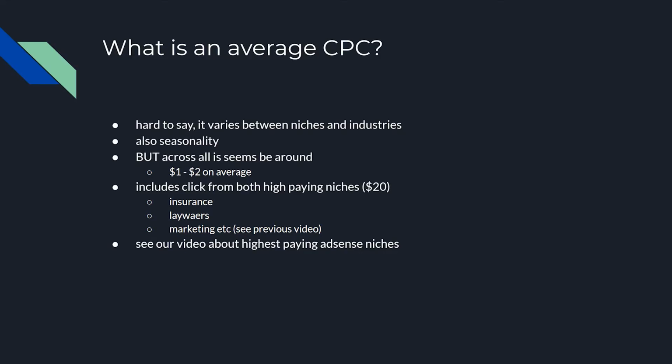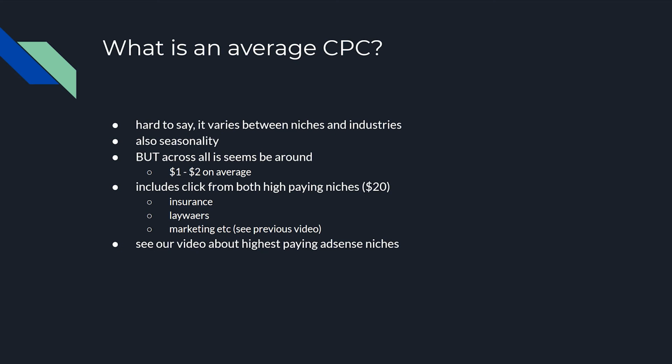So what is an average CPC in general when you are trying to buy traffic? That's really hard to say because it varies between niches and industries, and also seasonality comes into play. But if you take an average across all industries and all niches available, it varies between $1 to $2 per click that you have to pay.